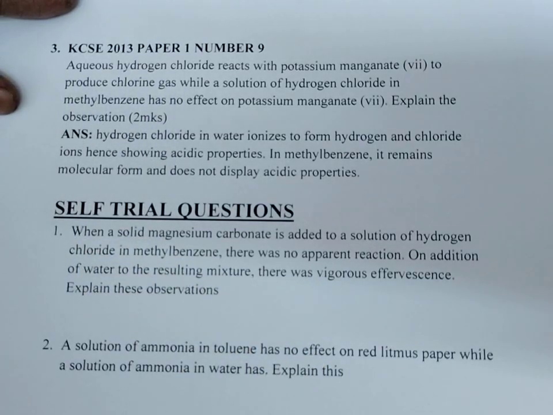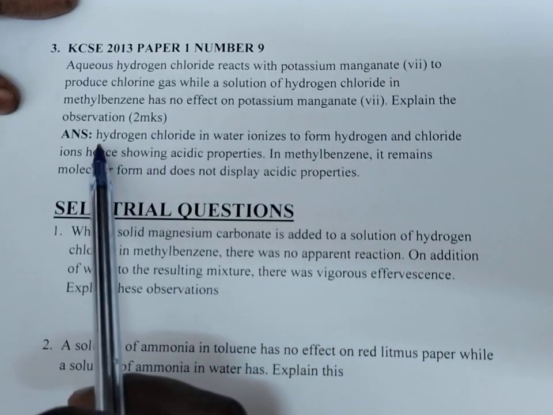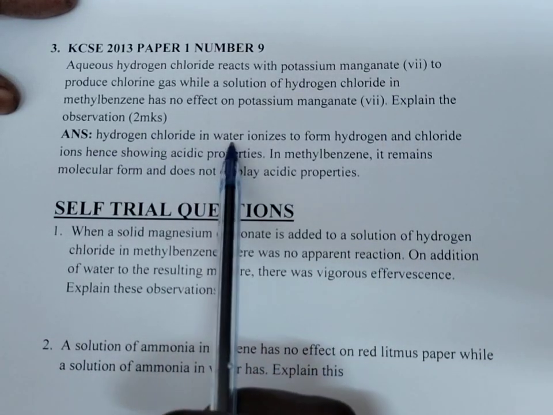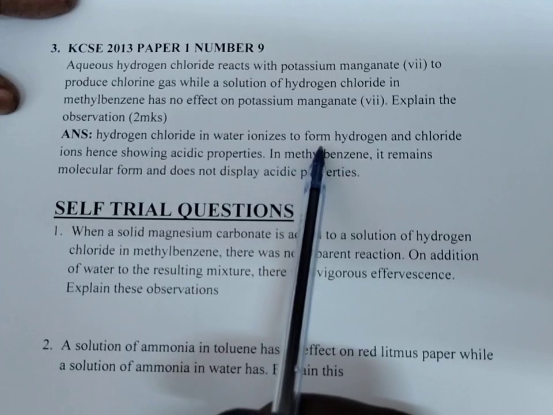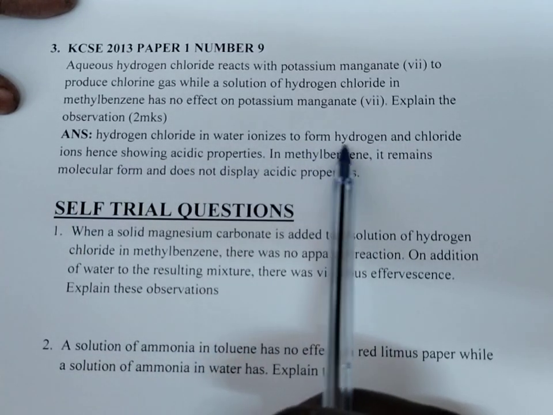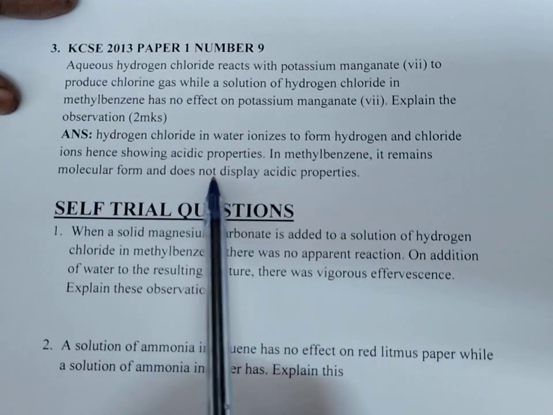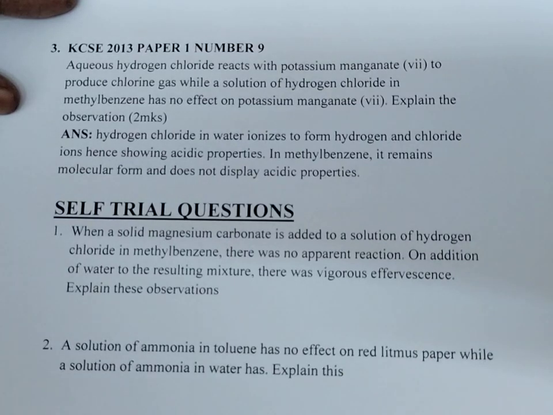In water it always dissociates. But hydrogen chloride gas in methyl benzene, does it dissociate? No. Let's explain. Hydrogen chloride gas in water ionizes to form hydrogen and chloride ions, hence showing acidic property due to presence of hydrogen ions. In methyl benzene, it remains in molecular form and does not display acidic property, meaning it does not dissociate. If it does not dissociate, the solution lacks the acidic property. That is why there is no production of chlorine gas.